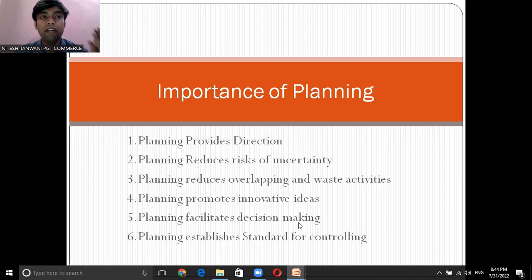Next one is planning establishes the standard of controlling. How does it establish the standard of controlling? Because we compare the actual outcome with the planned outcome. What kind of outcome we have assumed, we compare it with the actual outcome, and if there is any difference, we have to take remedial actions. So we can say planning establishes standards for controlling.